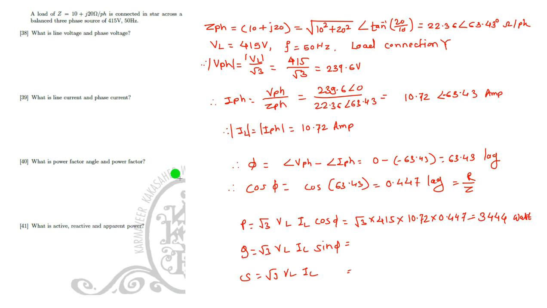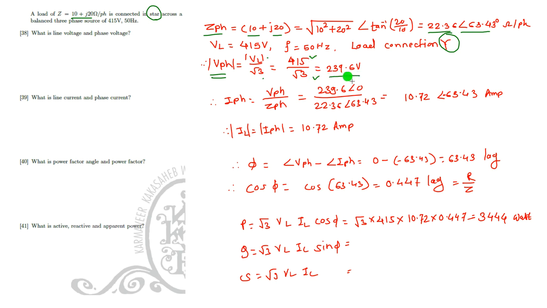Then the same load, same condition is given, 10 plus j20, but now it is star connected. So ZPH is equal to 10 plus j20, so under root 10 square plus 20 square, tan inverse of imaginary value by real, that is 20 by 10, gives 22.36 at an angle of 63.43 ohm per phase. VL is 415, frequency is 50 hertz. As the load is star, VPH is equal to VL by root 3, but it is in magnitude. So magnitude of VPH is equal to magnitude of VL upon root 3, that is 415 upon root 3.